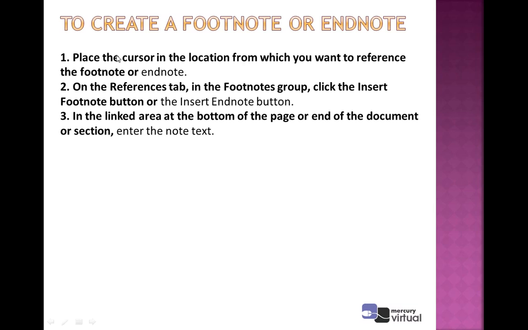Next is how to create a footnote or endnote. Now let's see the different points. First, place the cursor in the location from which you want to reference the footnote or endnote, meaning place the cursor where you want to insert it. Then, on the References tab in the Footnotes group, click the Insert Footnote button or the Insert Endnote button. In the linked area at the bottom of the page or end of the document or section, enter the note text.